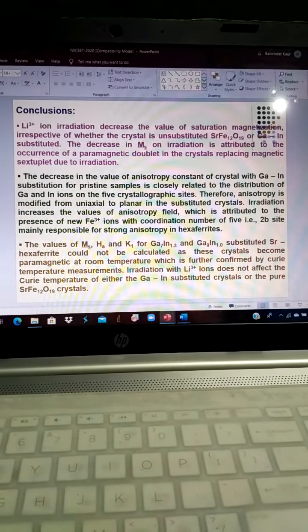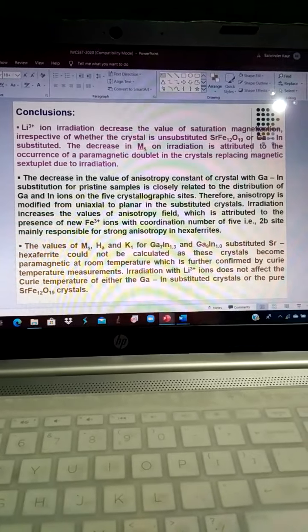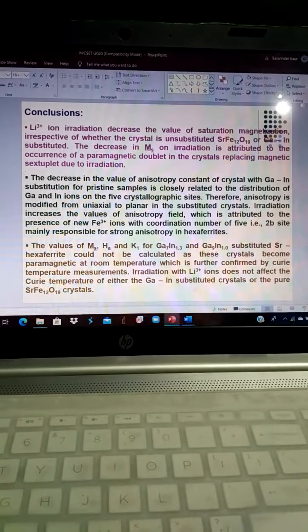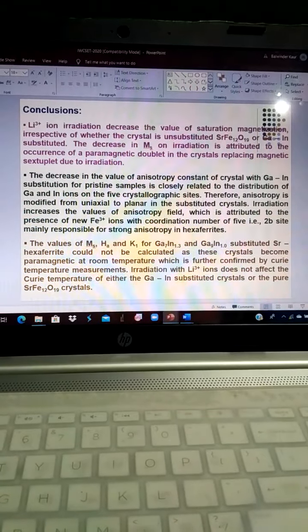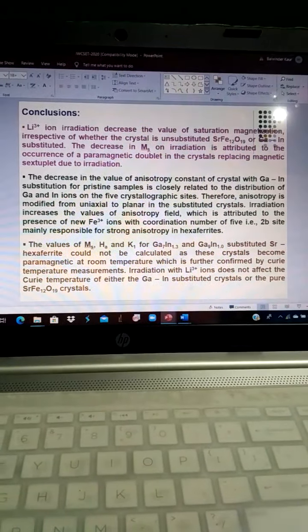So the conclusion gives that all this behavior is because of the appearance of a new site which is mainly responsible for the magnetization in crystals.